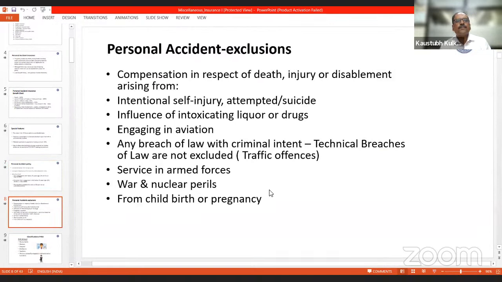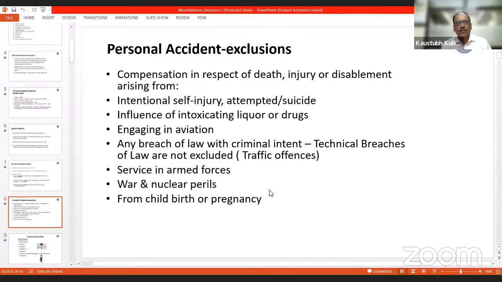Certain exclusions, compensation in respect of death, injury or disablement arising from. So here is the list of certain exclusions by way of which the claims will be repudiated. What are those? First one, intentional self-injury, attempted suicide. So any intentional injury to the body is not covered. It is excluded. Second one, influence of intoxicating liquor or drug. Yes, it is not covered.